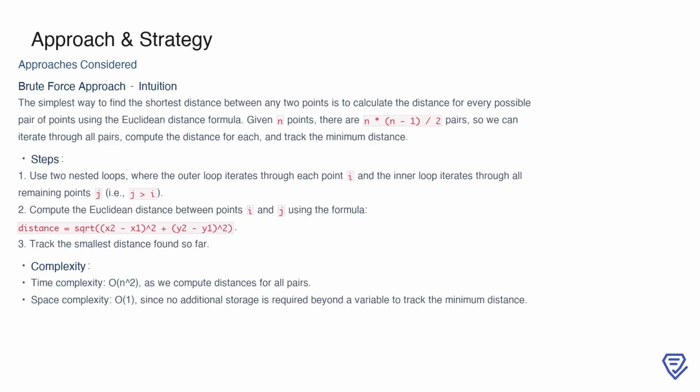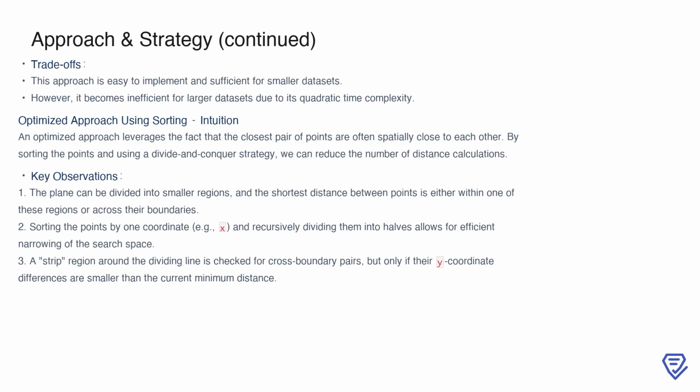While this method is simple and requires no extra space beyond a variable to store the minimum distance, its time complexity is O(n squared), because we calculate the distance for all pairs. As a result, it becomes inefficient for larger datasets. Although the brute force approach is easy to implement and works well for small datasets, it quickly becomes impractical as the number of points increases due to its quadratic time complexity.